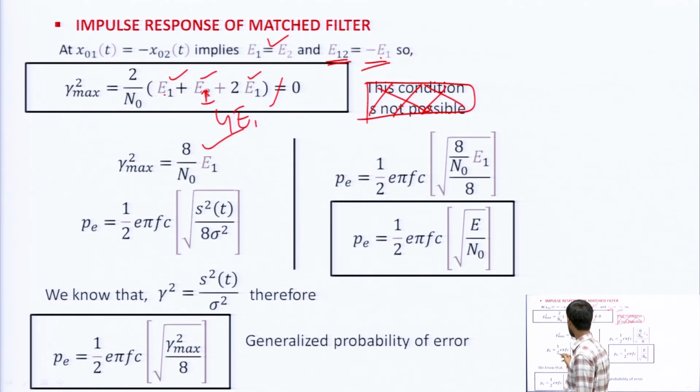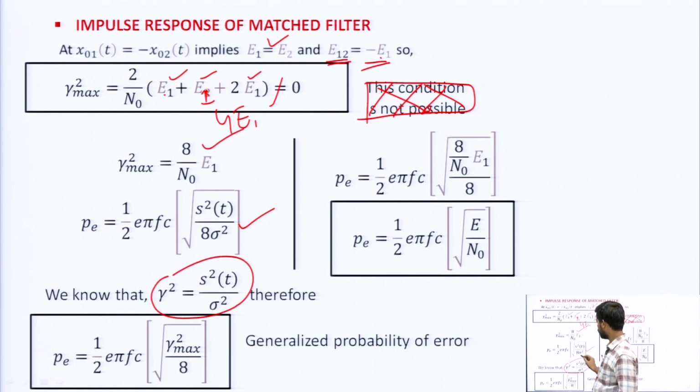So, the probability of error is nothing but half ERFC of the square root of s square of t divided by 8 sigma square. This is the general probability of error equation. We know that gamma square equal to s square of t divided by sigma square. Therefore, s square of t divided by sigma square is gamma square, so I can write gamma max square divided by 8. This is your generalized probability of error.